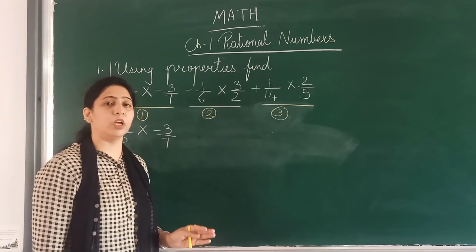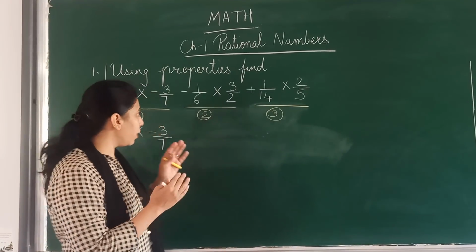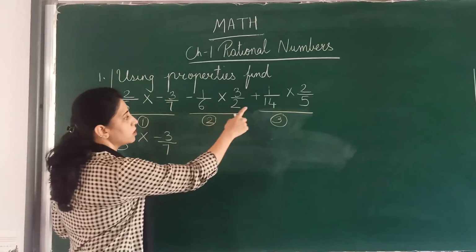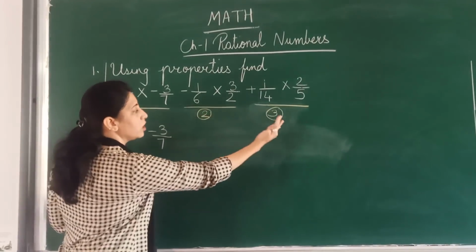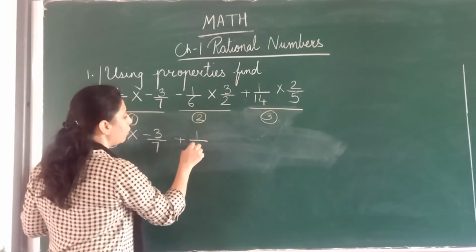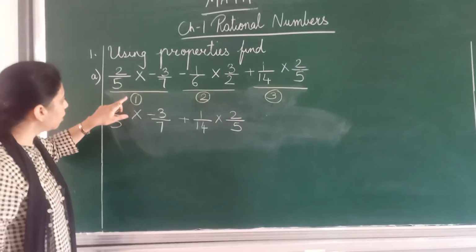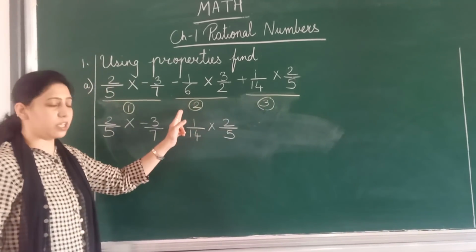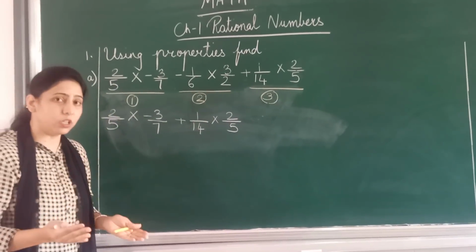So what is commutative property? Commutative property means you are exchanging the places of the digits. So 2 upon 5 into minus 3 upon 7 plus 1 upon 14 into 2 upon 5. I am exchanging the place of that sum, so it will be plus 1 upon 14 into 2 upon 5. So what have I done? Second and third I have exchanged. Third I have placed over here, and second I am going to place over here. So this is called commutative property, exchanging of the places.